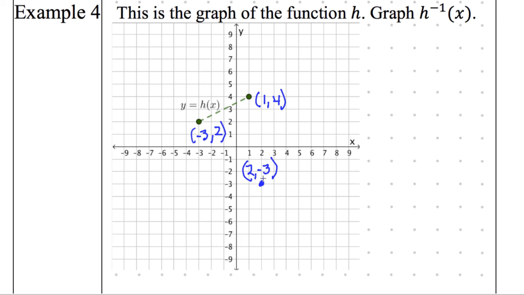What's that second point I'm going to graph? 4, 1. So I come out 1, 2, 3, 4. I go up 1, 4, comma 1. And I just need to connect those with a straight line.